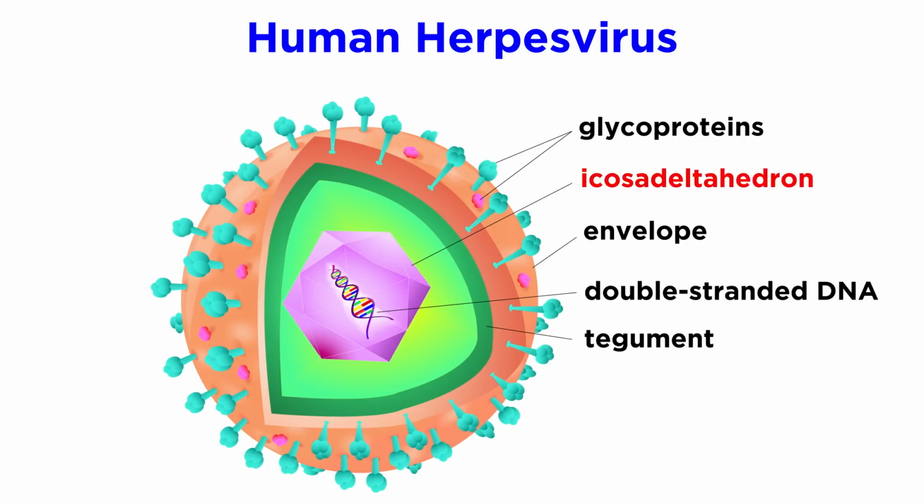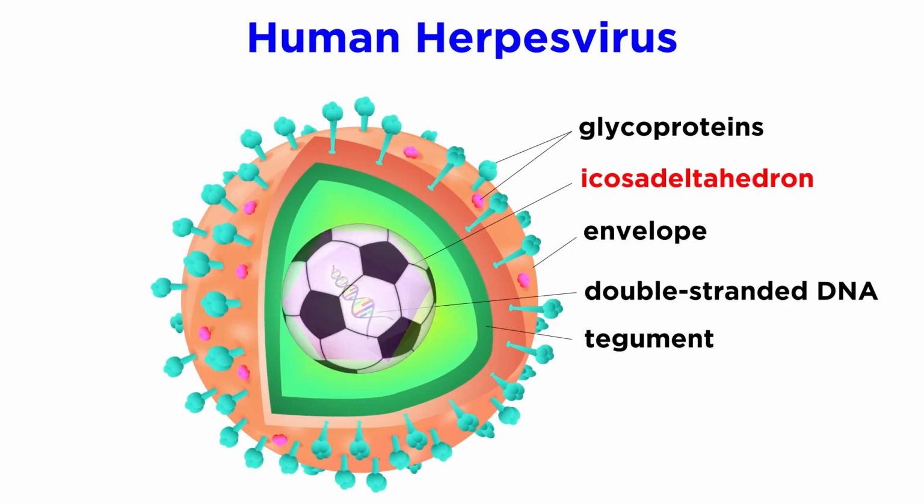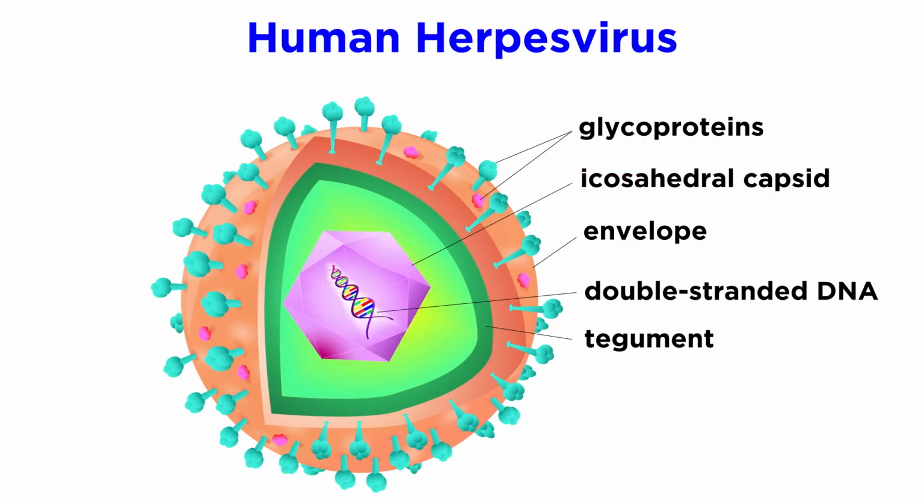The DNA core of human herpes viruses is surrounded by an icosadeltahedron structure. It sounds complicated, but it's actually pretty easy to picture if you've ever seen a soccer ball. A soccer ball is an icosadeltahedron. Okay, so let's keep going. This soccer ball-shaped capsid is then enclosed by an envelope that contains glycoproteins. In human herpes viruses, these glycoproteins help the virus attach to their host, fuse with the host membrane, and escape control by the host immune system.